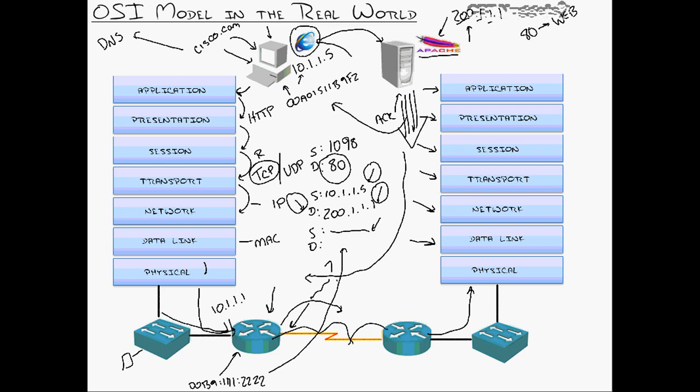Isn't that amazing? It's just amazing to me that that happens so fast. I mean, you go to Cisco.com and poof, there's the web page in your browser. And behind the scenes, this process that I just explained happens probably 50 times at 50 different devices for all kinds of different packets that make that web page up.